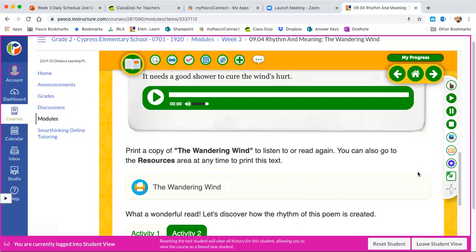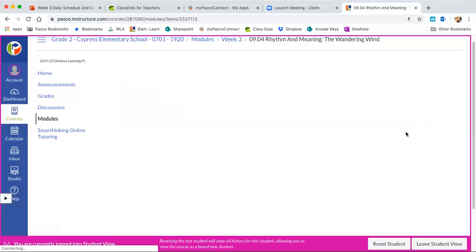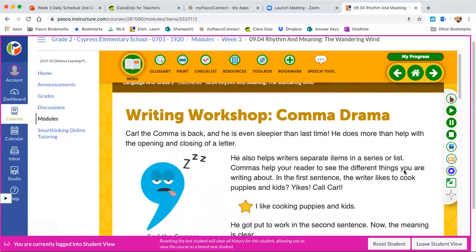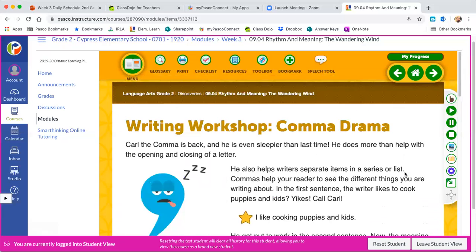So I suggest stopping here for now, and then on Wednesday, coming back, and then you'll go on to page 7. Now remember, when you come back on Wednesday, you can click on My Progress and just go right to page 7. You don't have to click back through all of the pages again. From this point to the end of the lesson, it's going to review commas and have you do some writing. And it is going to do a little bit of review with poems as well.